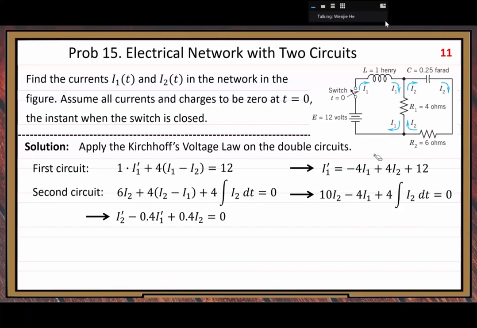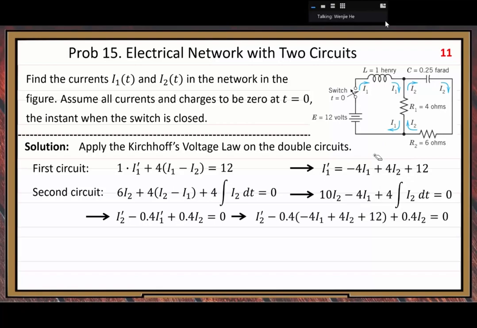The good thing is, in the second circuit there is no L component. If we had an L component, then we would get a second derivative. Fortunately, for this example the problem is not made too hard, so there is no L component in the second circuit. In this way, we have both first order ODEs.